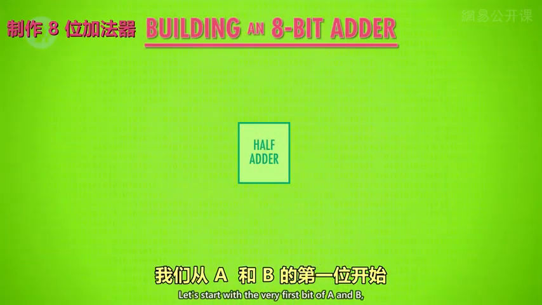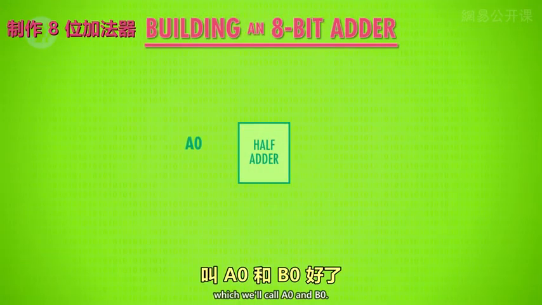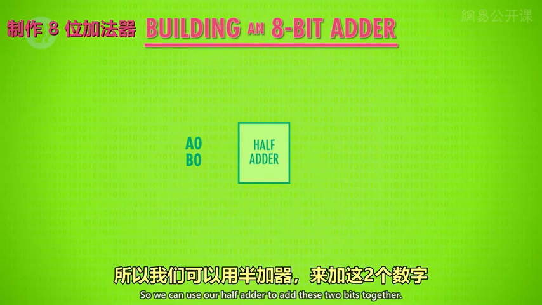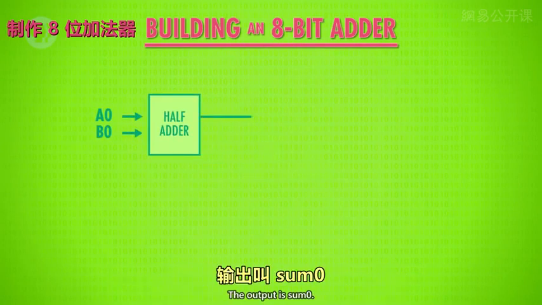Let's start with the very first bit of A and B, which we'll call A0 and B0. At this point, there is no carry bit to deal with, because this is our first addition. So we can use our half adder to add those 2 bits together. The output is sum 0.